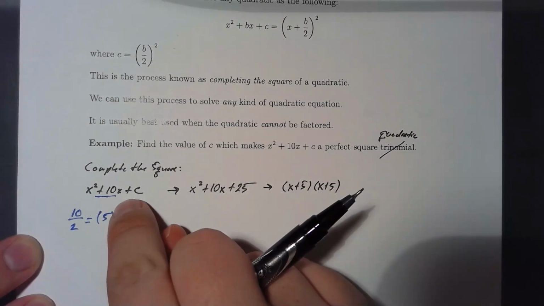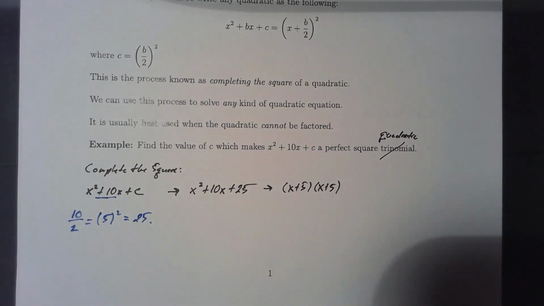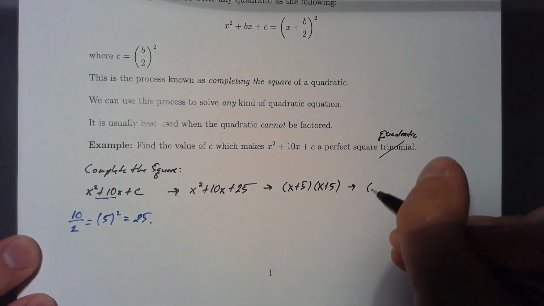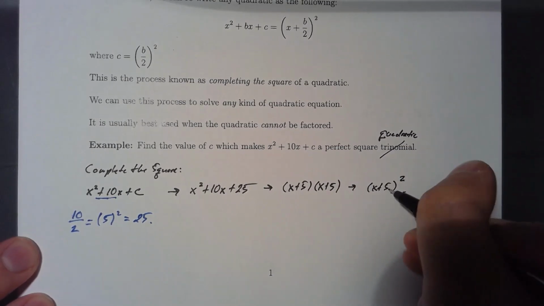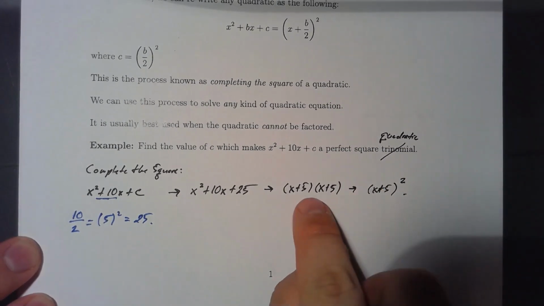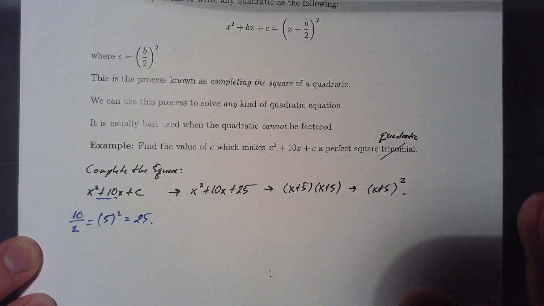This process works for any quadratic. And this could be written as x plus 5 quantity squared. And that's the key point here, that by writing it this way, from here you can use the square root property to solve for x.